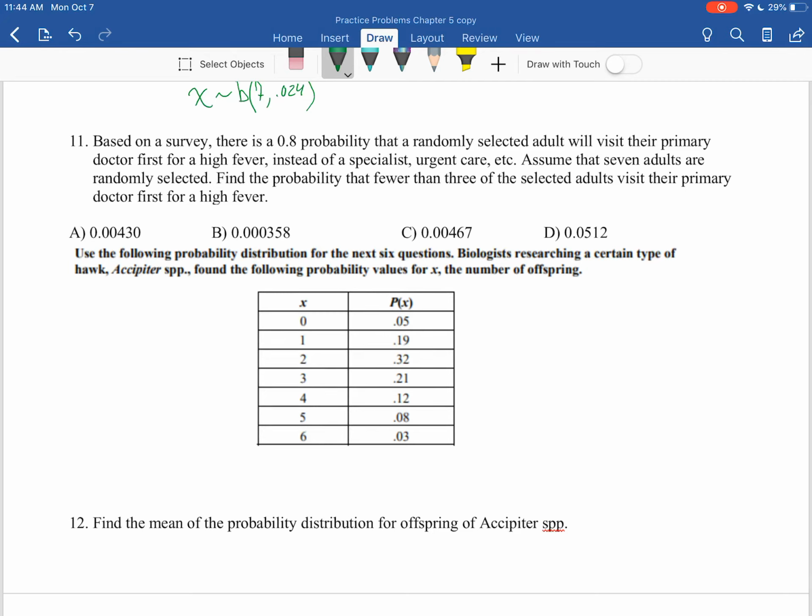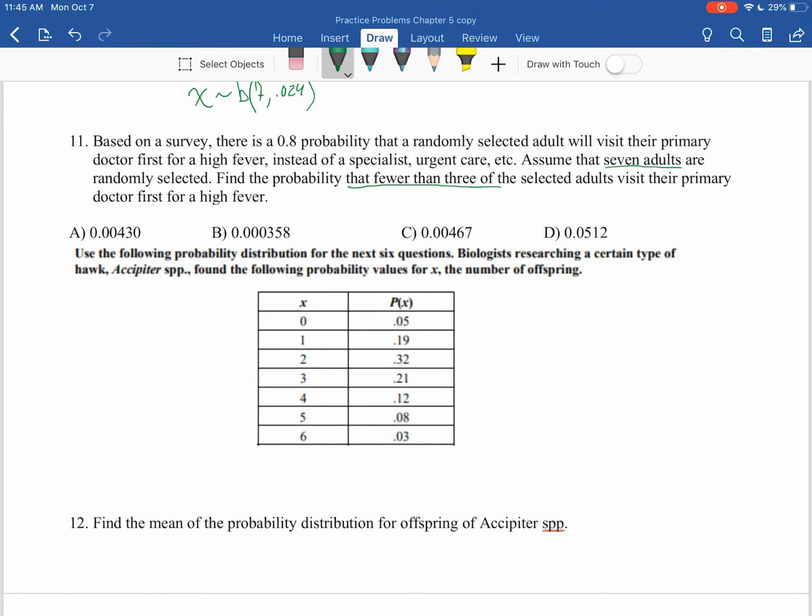So picking up where we left off in number 11. In this problem, it's a binomial distribution probability, and at the very end here, we're trying to find the probability that fewer than 3 of the selected adults visit their primary care doctor first for a high fever. Given that we're looking at a probability of 0.08, we have a total population of 7 adults.